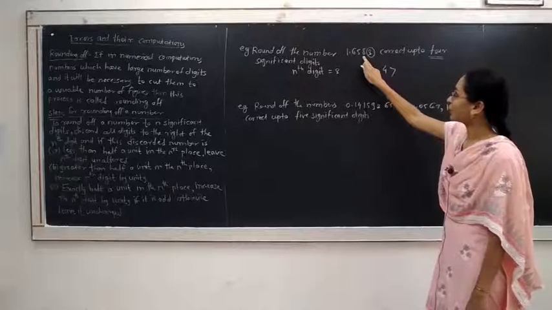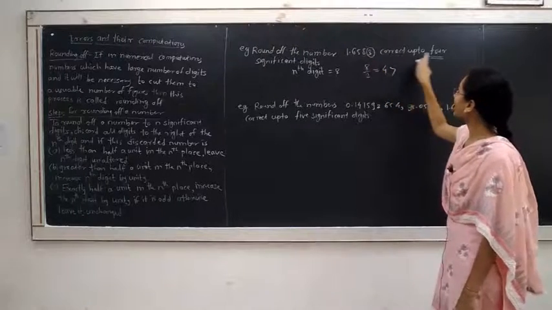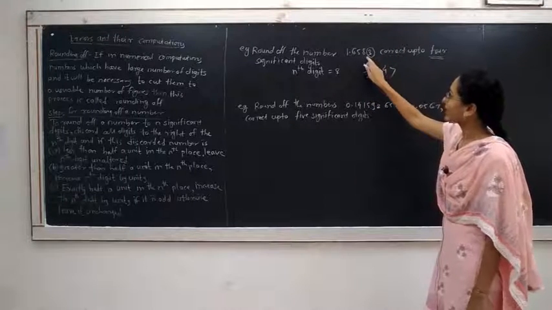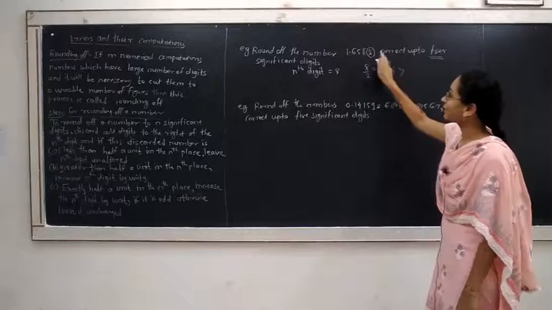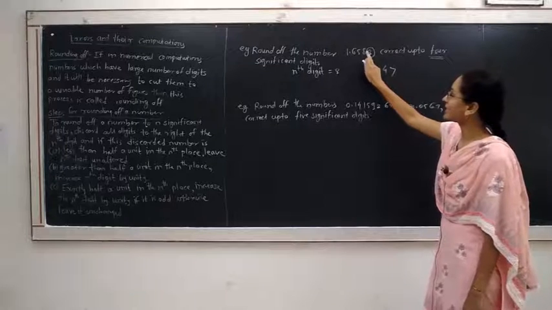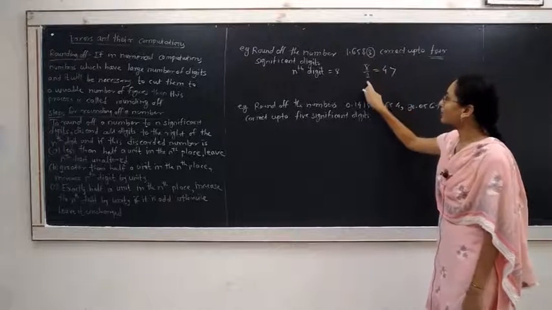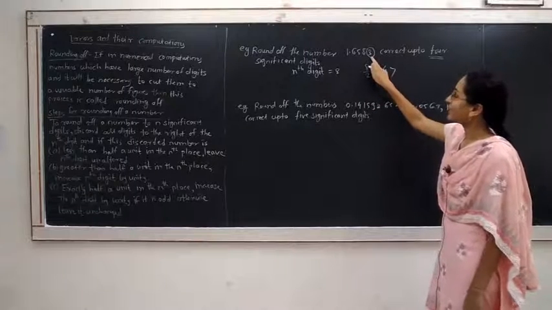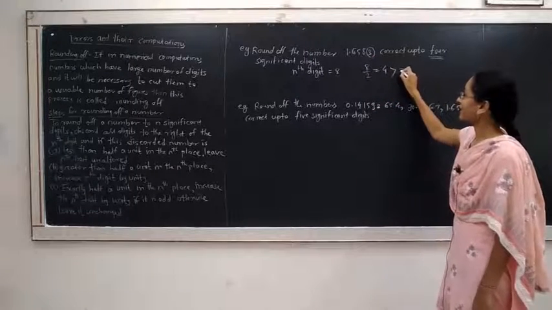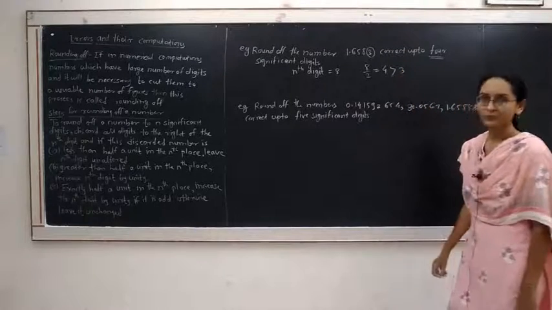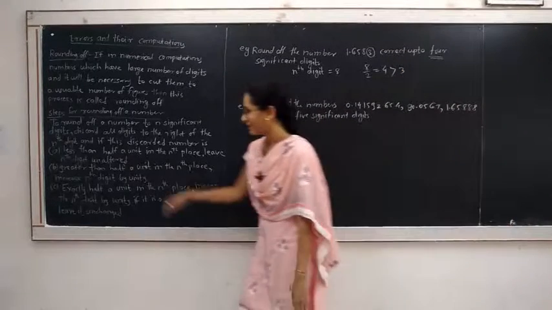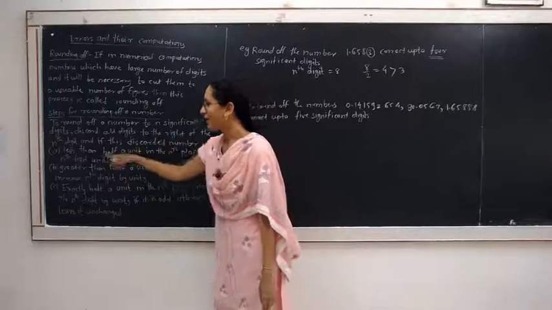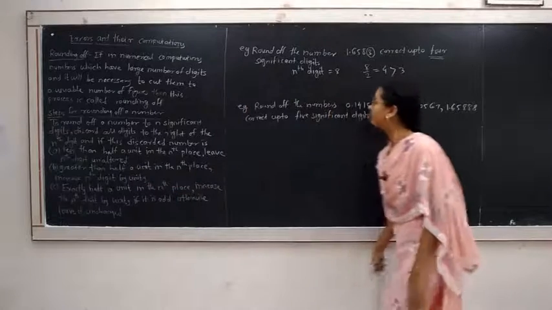namely 8. Because we want to round off this number correct up to 4 significant digits, we first discard all the digits to the right of the 4th significant digit, which is 8. Half of the 4th significant digit is 4, and the discarded number is 3. This 3 is less than 4. If the discarded number is less than half a unit in the nth place, then leave the nth digit unaltered.